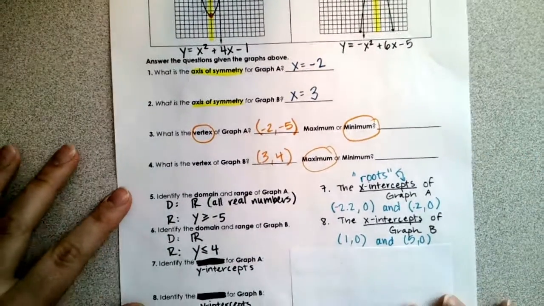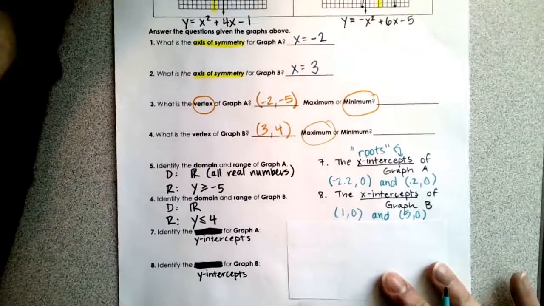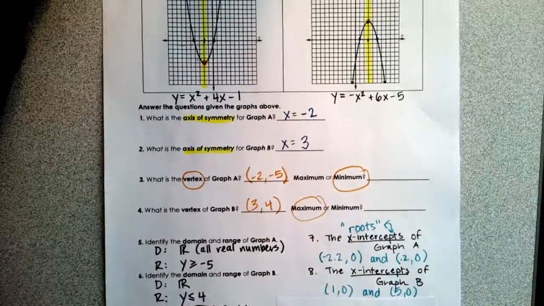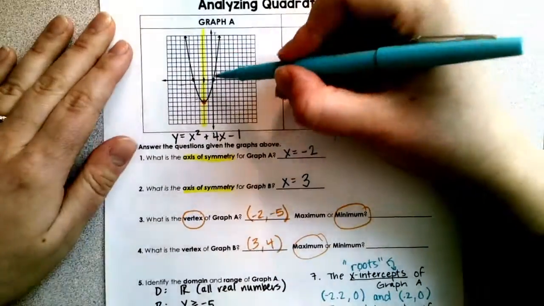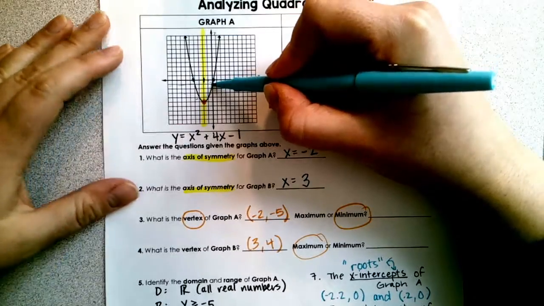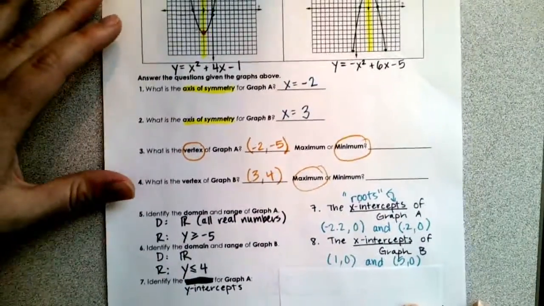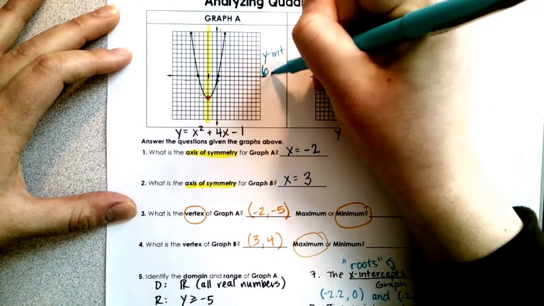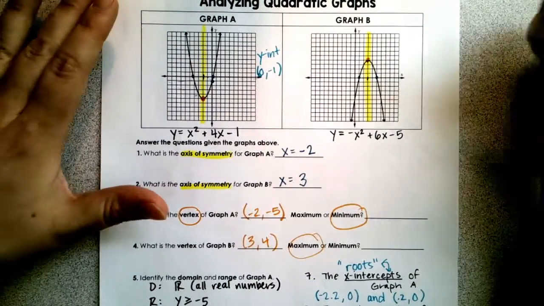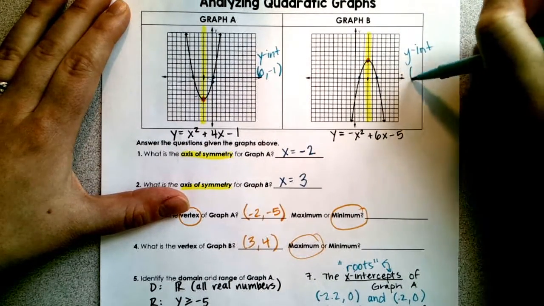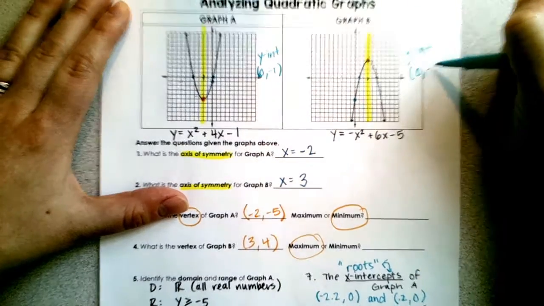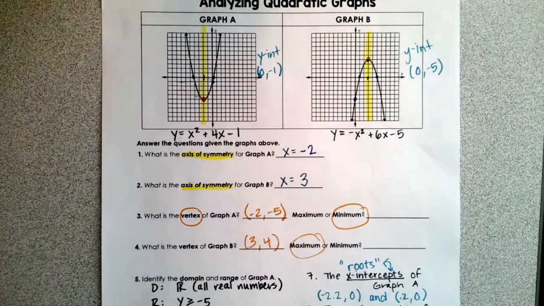And then the last thing on this sheet is y-intercepts. And again, we know what those are. It's where the graph crosses the y-axis. So we just have to look up here on our graph. This crosses the y-axis at a y value of -1. So I'm going to write this up top. Our y-intercept on this one would be the ordered pair 0, -1, and our y-intercept on graph B would be here, which looks to be the point 0, -5. So those are the key features of a quadratic graph.